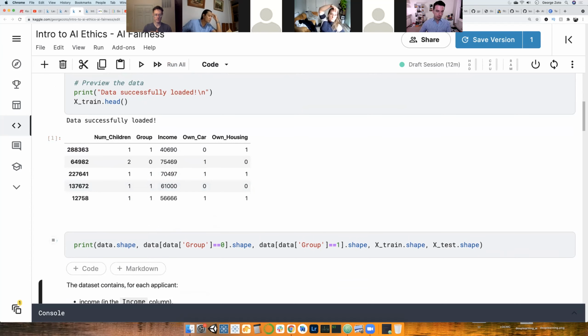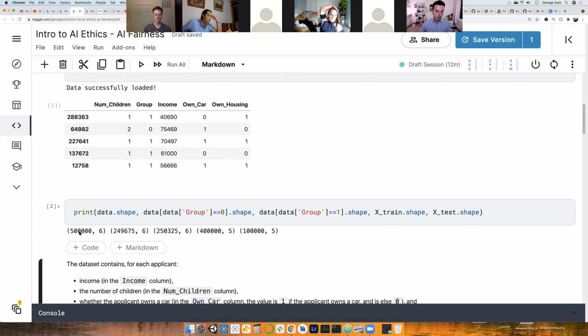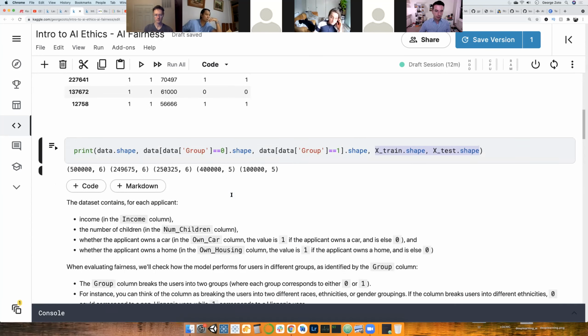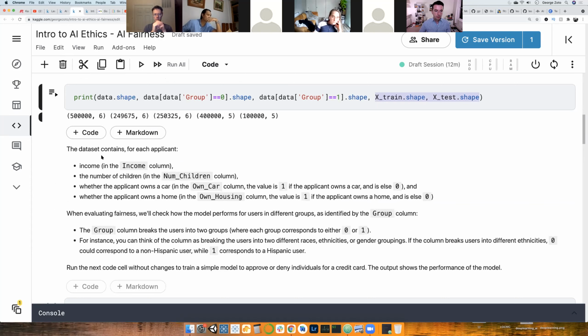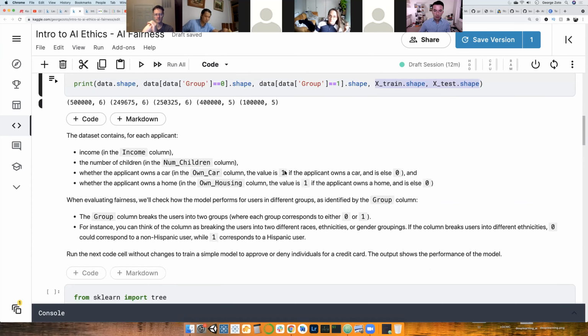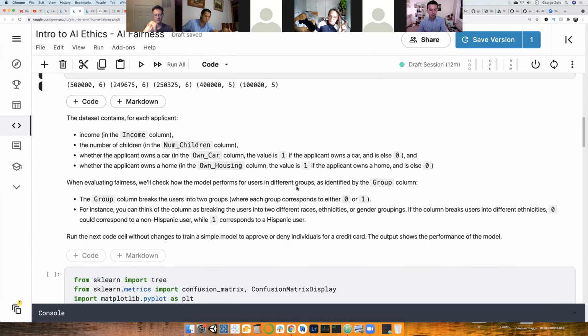And I want to take a deeper look at the data. So we have about 500K data points overall. About 250K of them belong to group 0 and 250K belong to group 1. I want to make sure that it was balanced in terms of groups. And then that 80-20% split gave us 400K and 100K in terms of training and testing data sets. So yeah, the income, number of children, whether the applicant owns a car or owns a home. 1 is true, 0 is false.